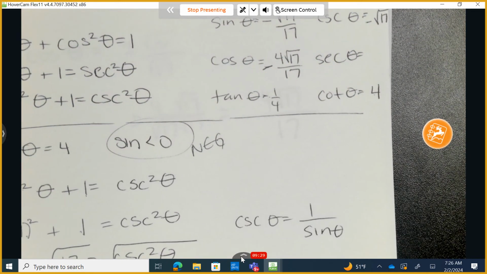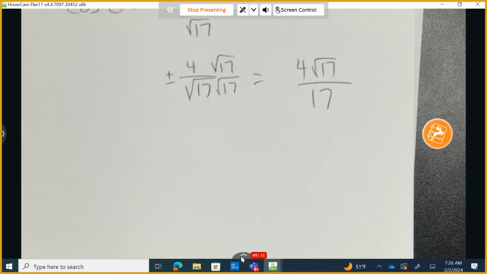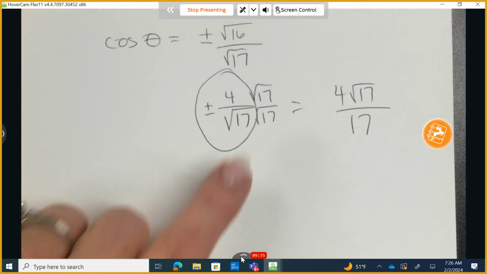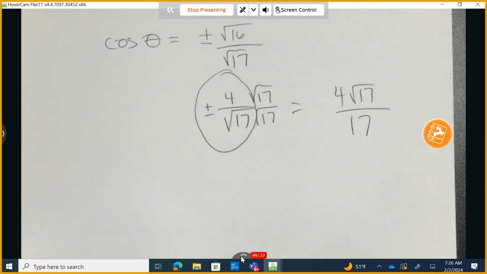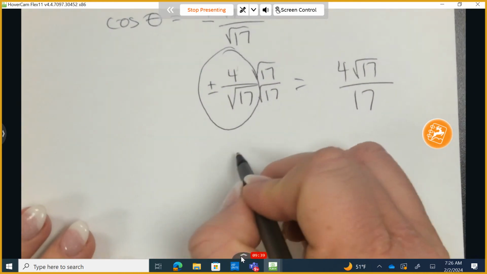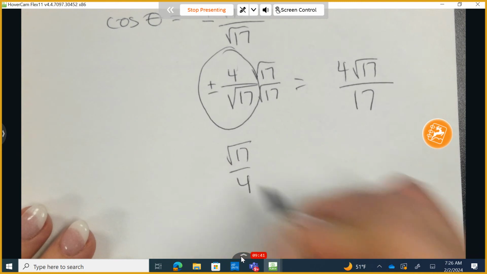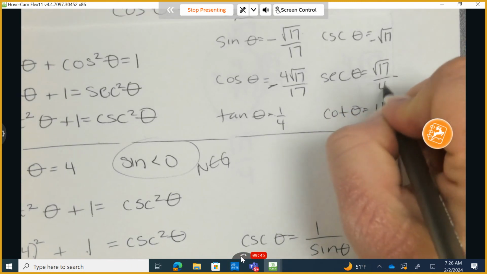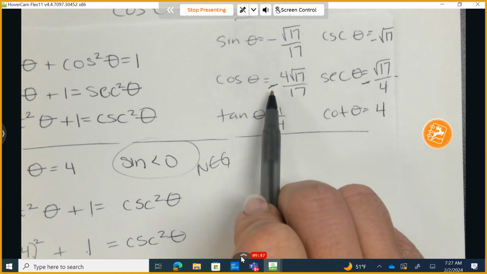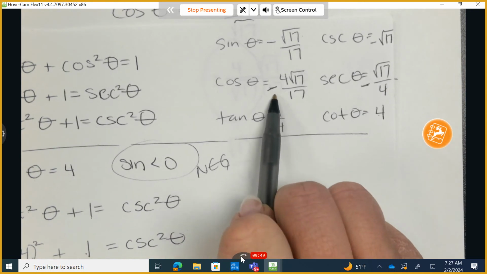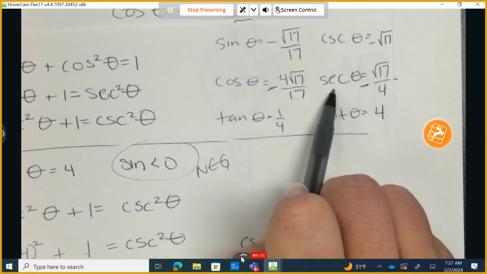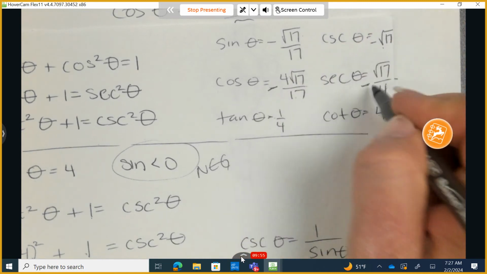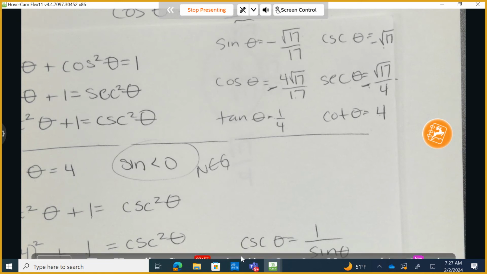I always like to do the least amount of work. So I'm going to come back to, where was it? Right here. This was my answer before I made it proper. This was the cosine before I made it proper. So if I simply take the reciprocal, it would be radical 17 over 4. Again, if cosine, the primary trig function, is negative, then the secondary trig function will follow the same. Positive, negative, negative, negative, negative, positive, positive.